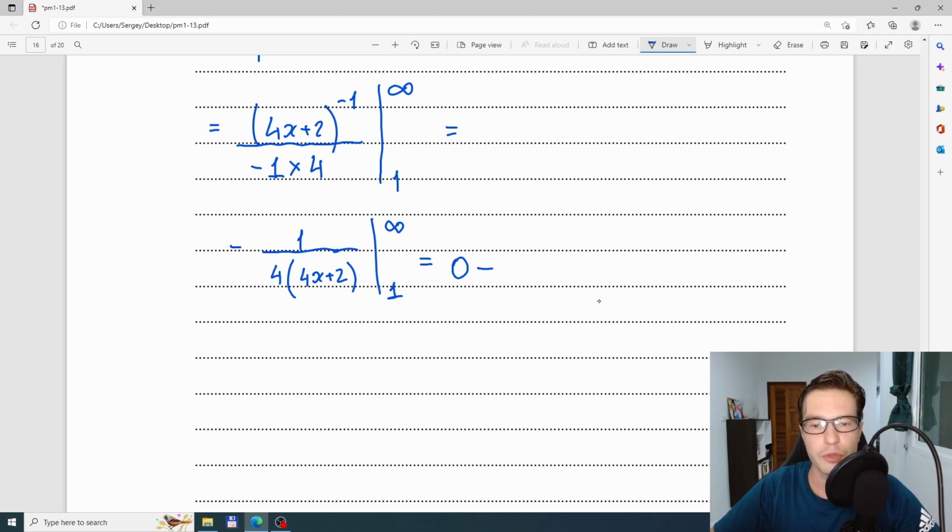Then take away what we get when we substitute the lower limit, which is 1. Let's substitute that. We get 1 over 4 times 6. 4 times 6 is 24. Minus and minus will give us a plus. So all in all, we get 1 over 24, which is the answer.